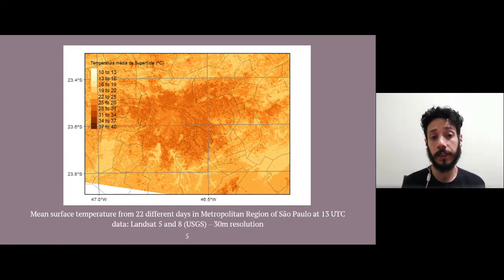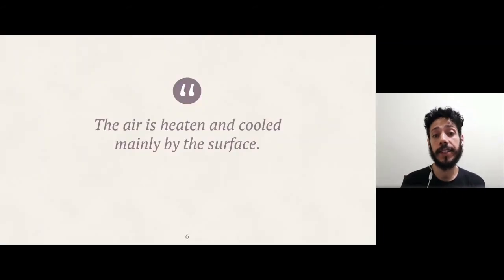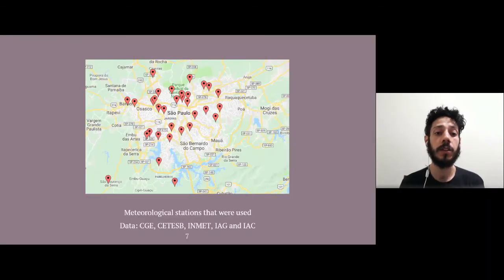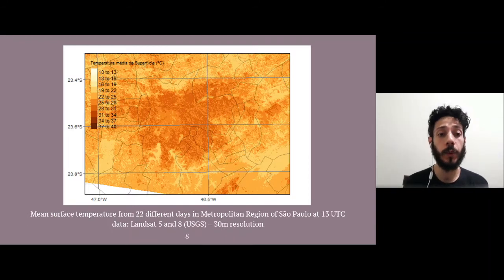And here in the center, we can even see the urban area of São Paulo in this darker orange with a greater surface temperature. And we know that the air is heated and cooled mainly by the surface, so there might be a relationship between the two variables. So what I did was pick air temperature data from these stations from 2008 to 2018 and compare statistically with the surface temperature from satellites.